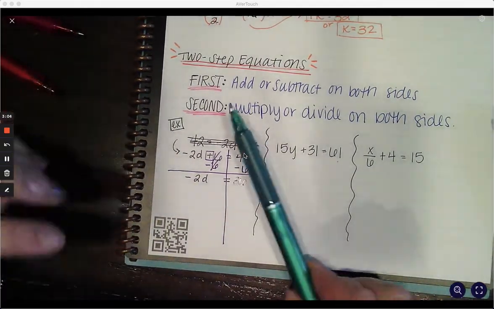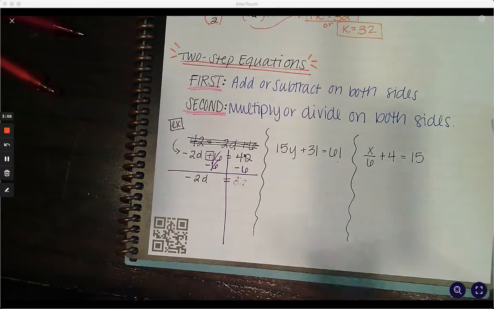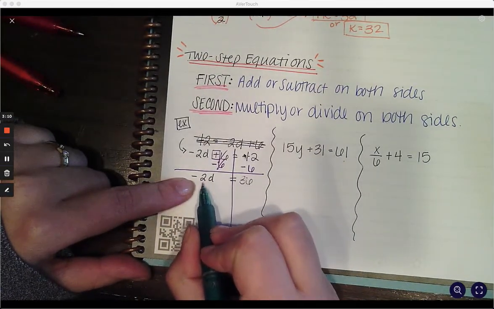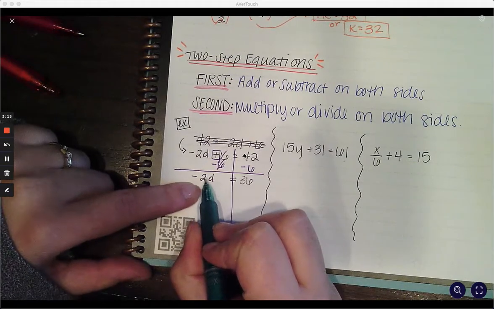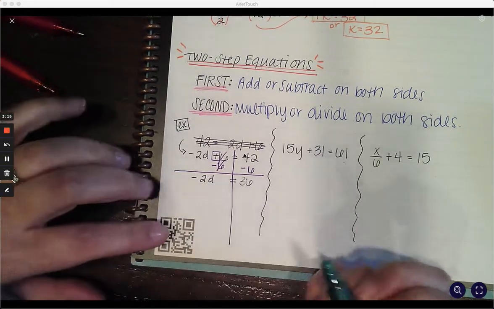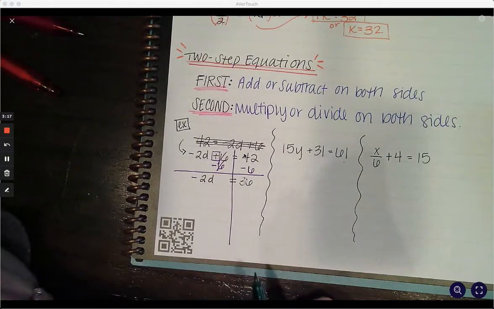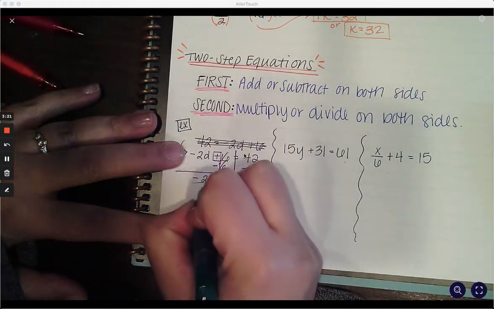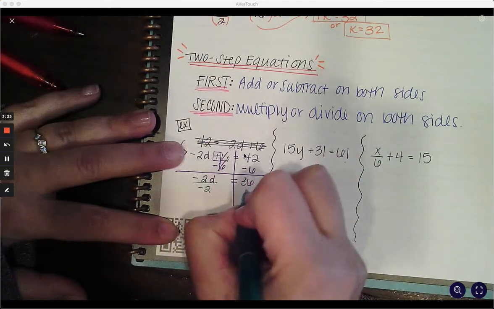So 42 minus 6 is 36. Go figure. Okay, 36. So that was step one. Step two is multiply or divide on both sides. The first thing I notice is that this is a coefficient and this is a variable. So these are being multiplied. So like we talked about last time, division is the opposite of multiplication. So I have to divide by negative 2.